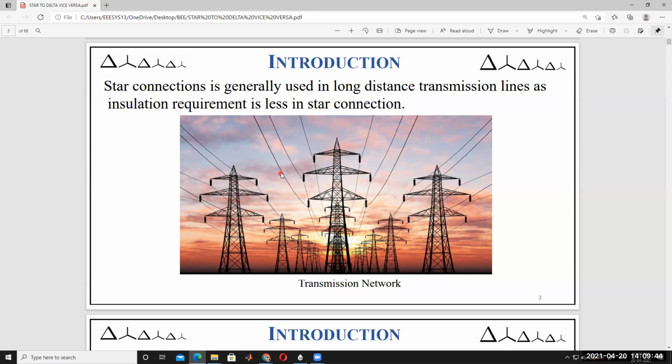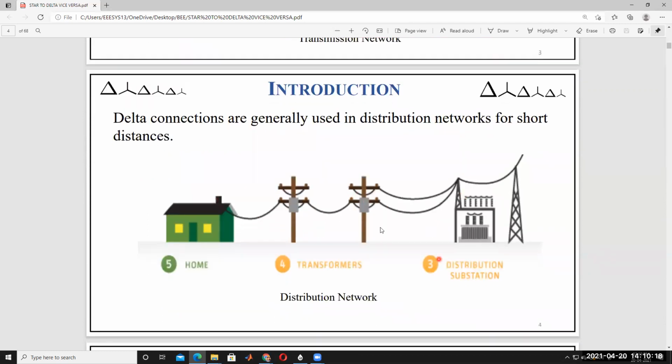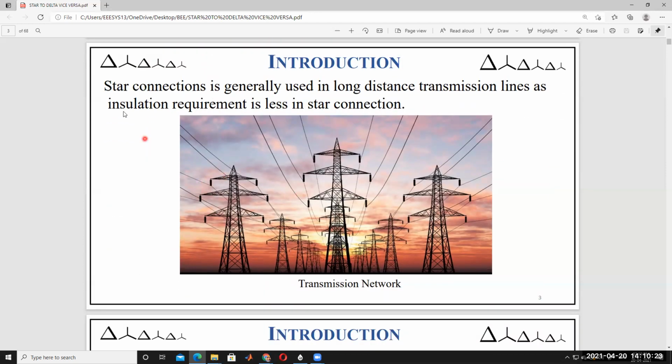These transmission lines are connected in star connection, generally used in long distance transmission, as the insulation requirement is less in star connection. If the power is transmitted in the form of star connection, the insulation requirement is less. That is the advantage of star connections. And next, delta connections are generally used in distribution networks for shorter distances. For the transmission network, the transmission lines are connected in star.